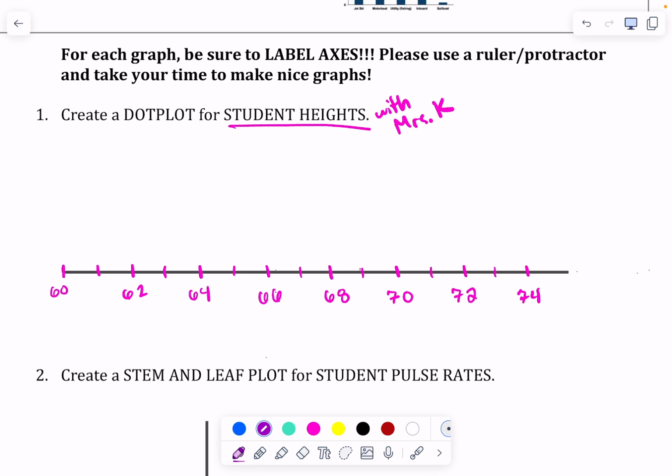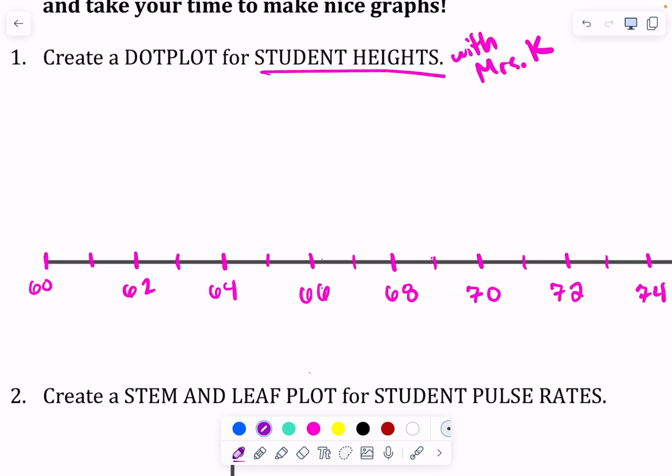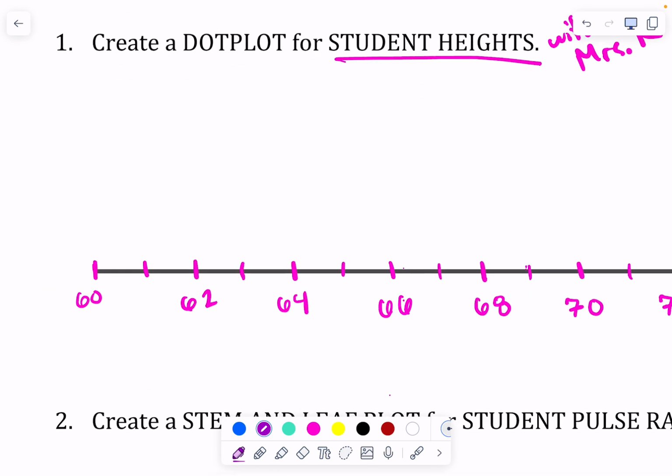Are you going to do dots or X's? I don't care. Dots. Okay, I am 60 and a half. Where do I go? Between. Right there. That's me. Do we have two people that are tied? Anybody that's the same height exactly? Carter and Matthew. And what are they? 68 and a half. That is right here and right here. You see how that works?